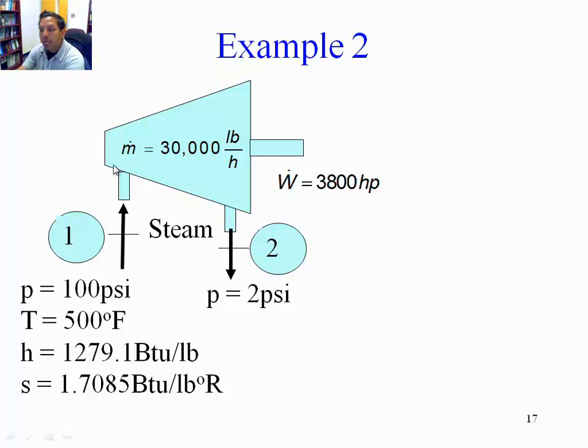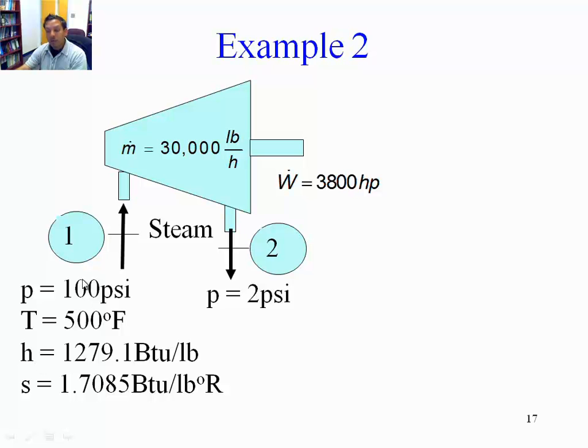So here's what we have. We have a turbine which has an inlet of 100 psi and 500 Fahrenheit, and if we go to the steam tables, the water tables, we find that this is a superheated state. I'm not going to show you the table. This is a table in U.S. customary units, which you can find in any textbook or online. I didn't post U.S. customary units tables online. I only post SI units, which are the ones that you're going to need for the exams.